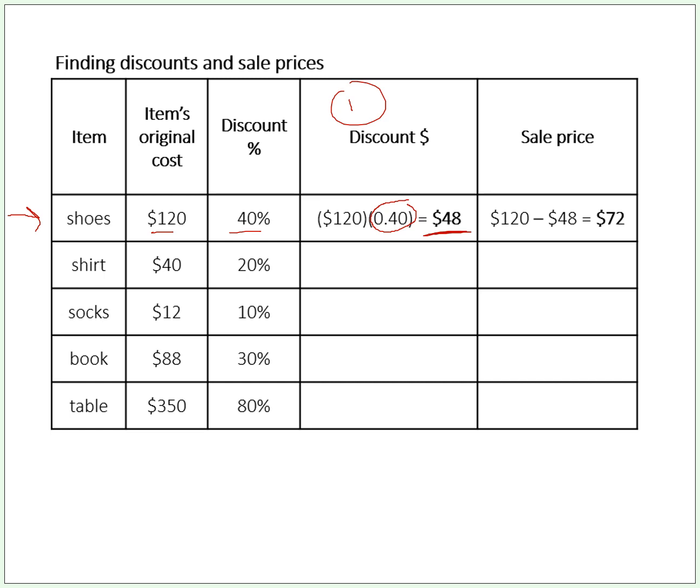The price times the percent, but remember, use it as a decimal. And then you just subtract the original price minus the discount. And that will tell you how much you are going to pay in total for your item.